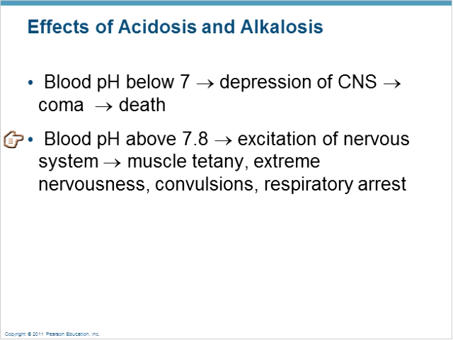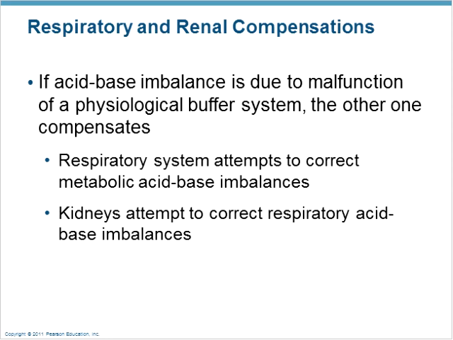If blood pH is below 7, there's a depression of the central nervous system, which can cause coma or death. A blood pH above 7.8 causes excitation of the nervous system, which causes the muscles to spasm or clench, causes extreme nervousness, convulsions, and maybe ultimately respiratory arrest.